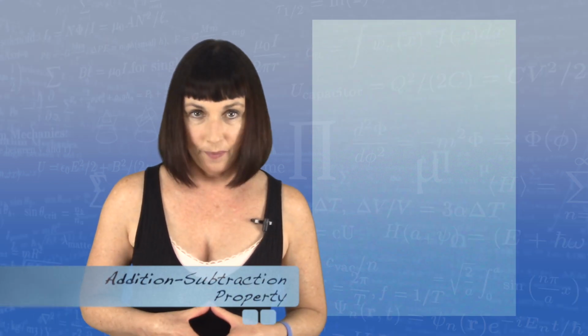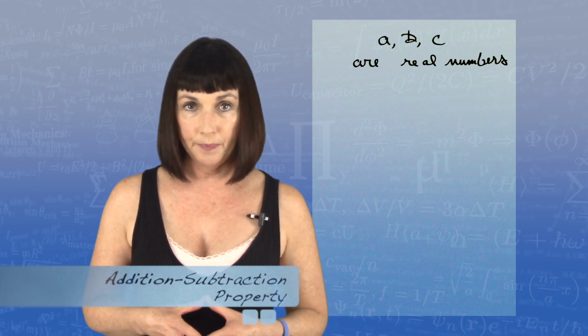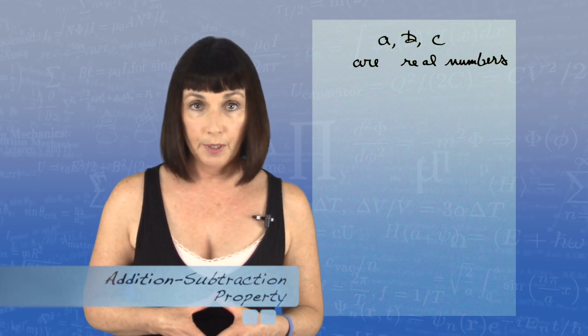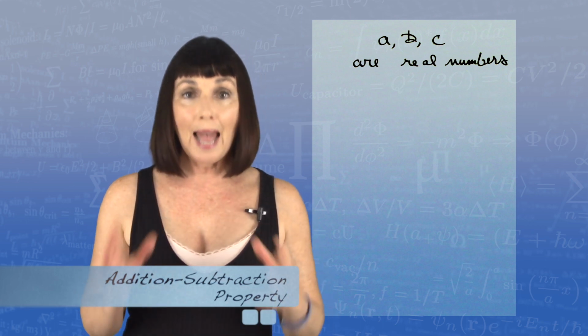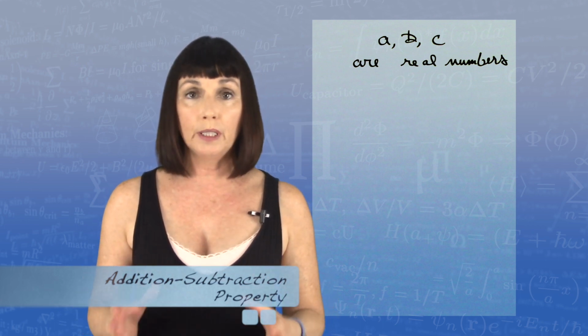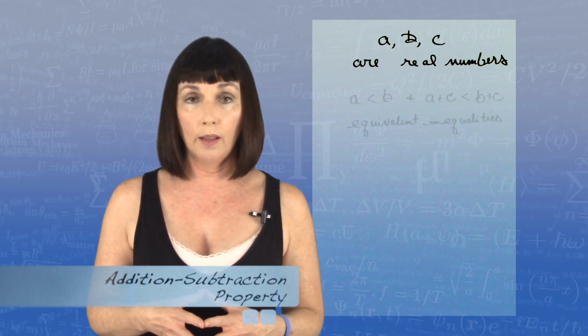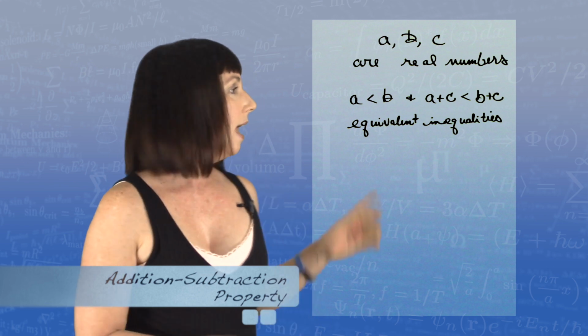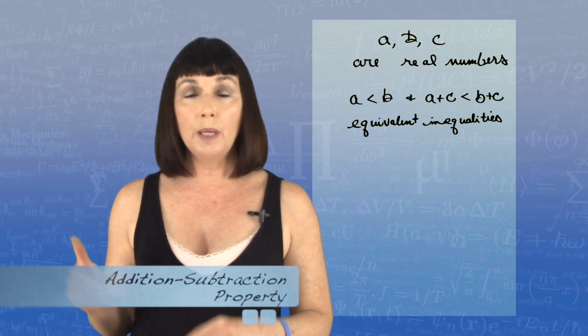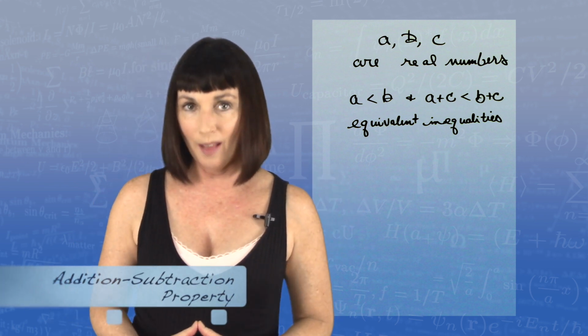Here's our first property, the addition-subtraction property. A, B, and C are real numbers. You can produce an equivalent inequality by adding or subtracting the same real number to both sides of your inequality. So, A less than B and A plus C less than B plus C are equivalent inequalities.